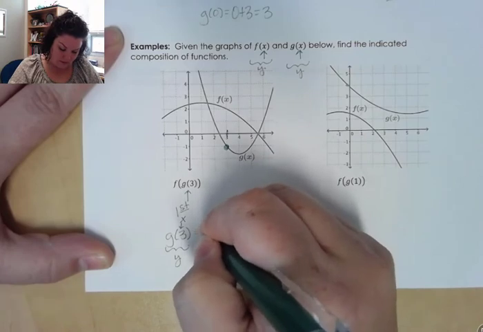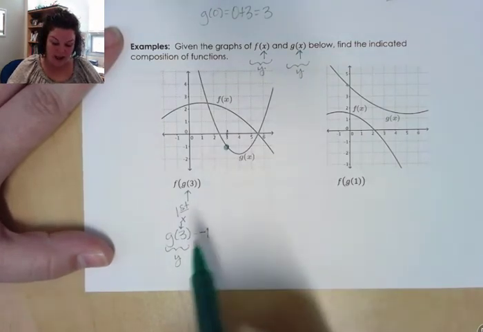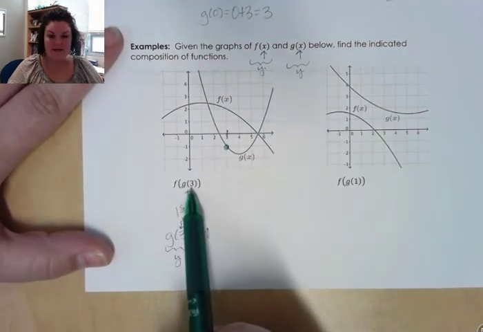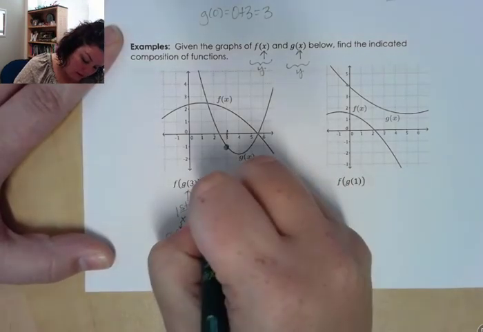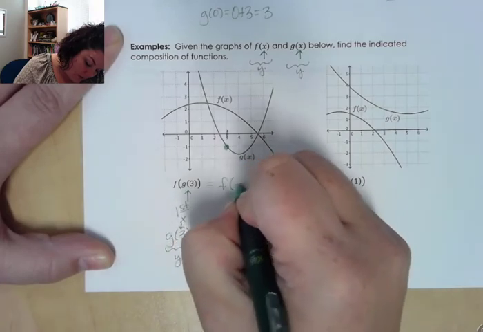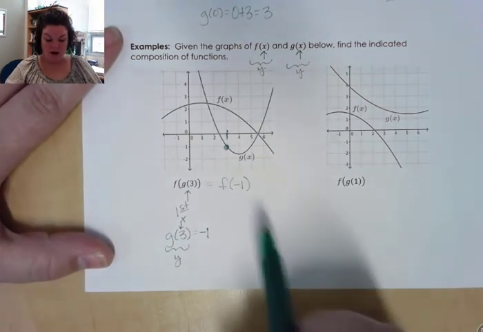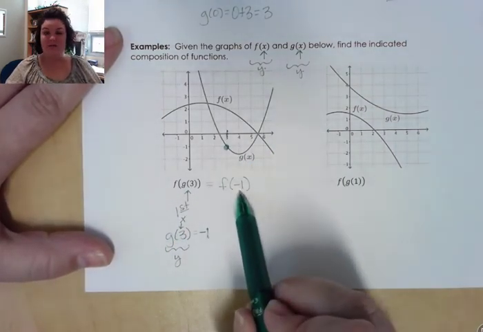Whoops, my pen's not working. Okay, so now I can replace this whole inside piece because we just figured out that g of 3 equals -1. So we want to now evaluate our f function at -1.